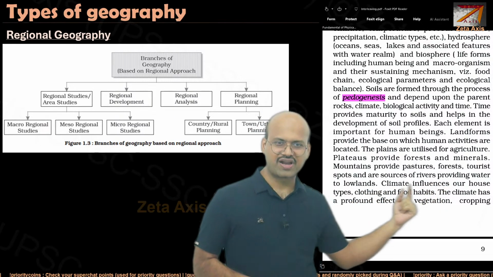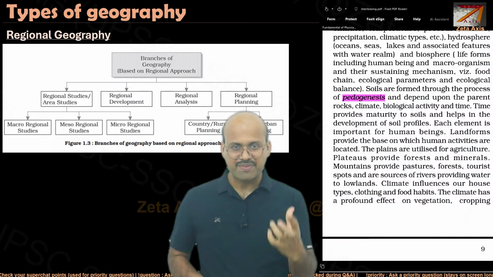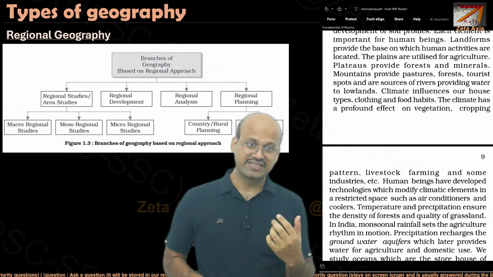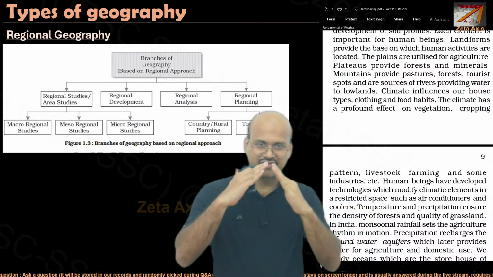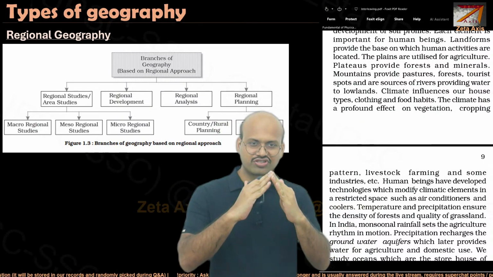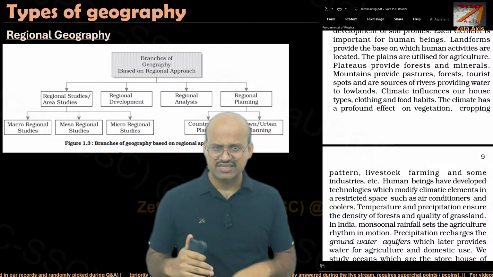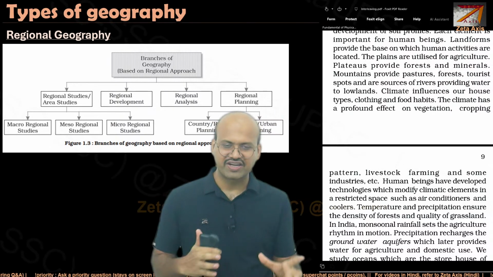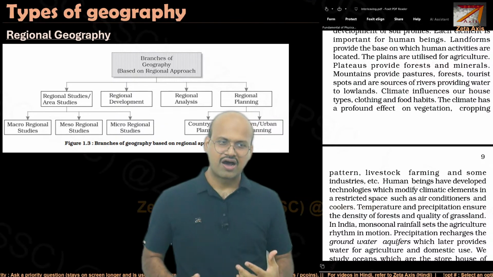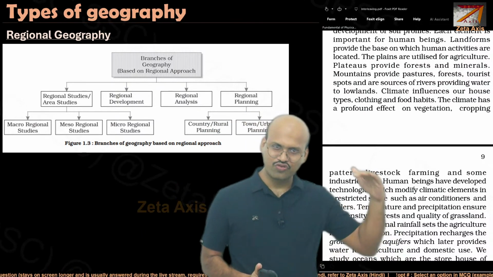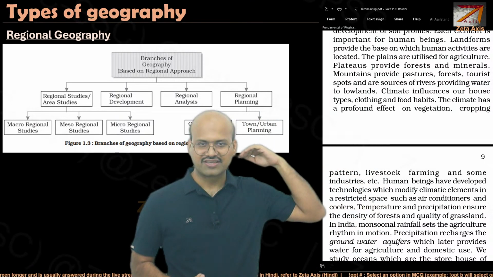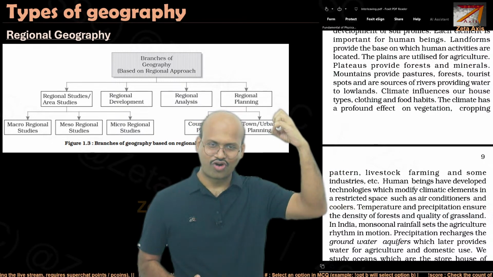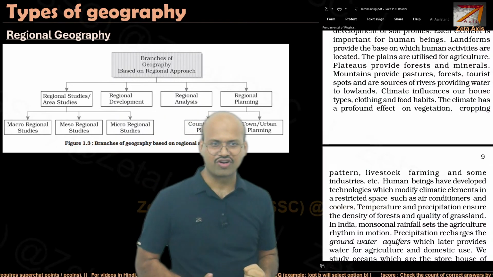Climate influences our house types. The type of house you live in also depends on the climate. For example, in regions where there is a lot of snowfall, you will have conical type of roofs because the snow is very heavy. In regions where we have very heavy rainfall, there also you will see certain different types of houses. If you go to Mumbai or adjoining regions, on the roof you will see that they have made these temporary covers to protect from water seeping in because of the very heavy rainfall that occurs over here.